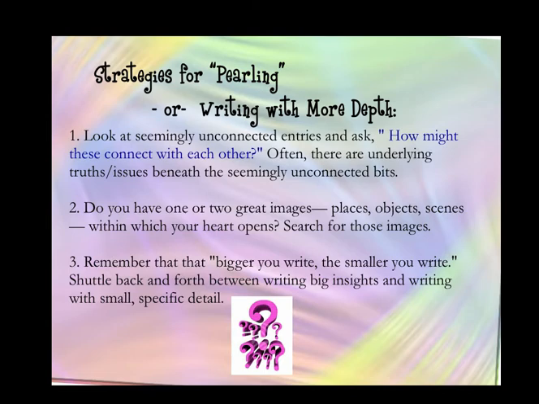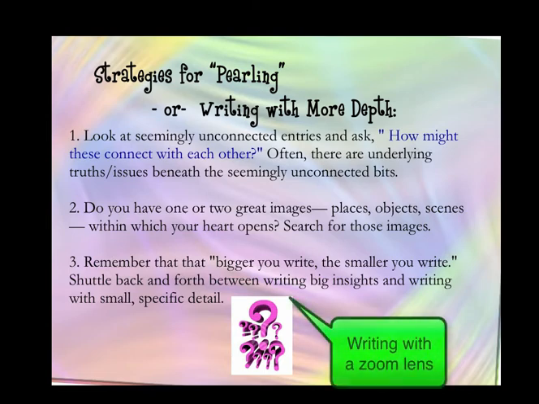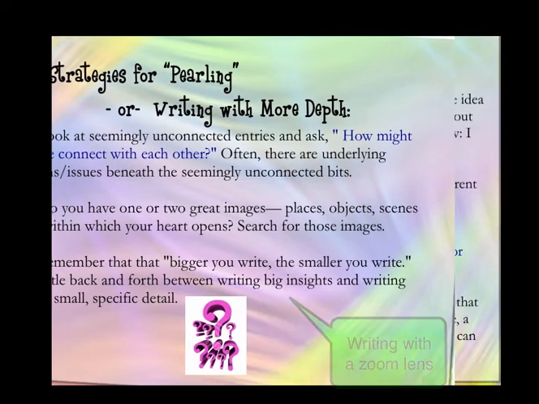Remember, and we've talked about this in other lessons, that the bigger you write, the smaller you write. So what you're trying to do is shuttle back and forth now between writing those big ideas you have and then pulling back and writing with small specific detail. So it's almost like you pull back and you give us a big picture, those big ideas, and then you zoom in with your camera and you show us the tiny details that make up that topic.